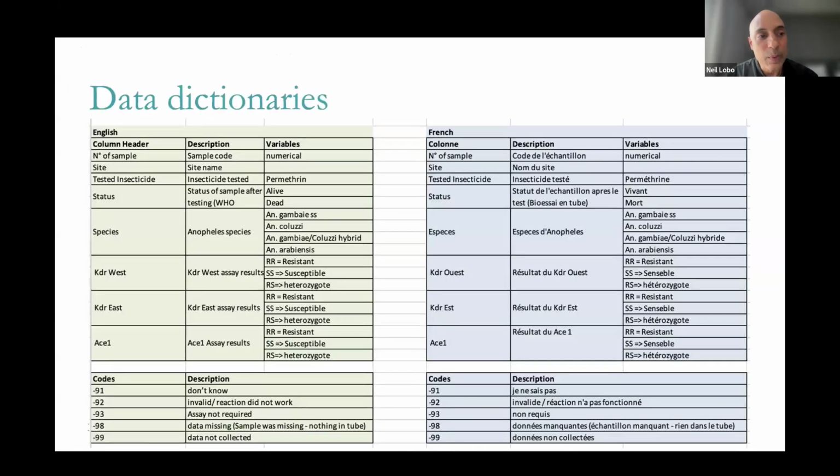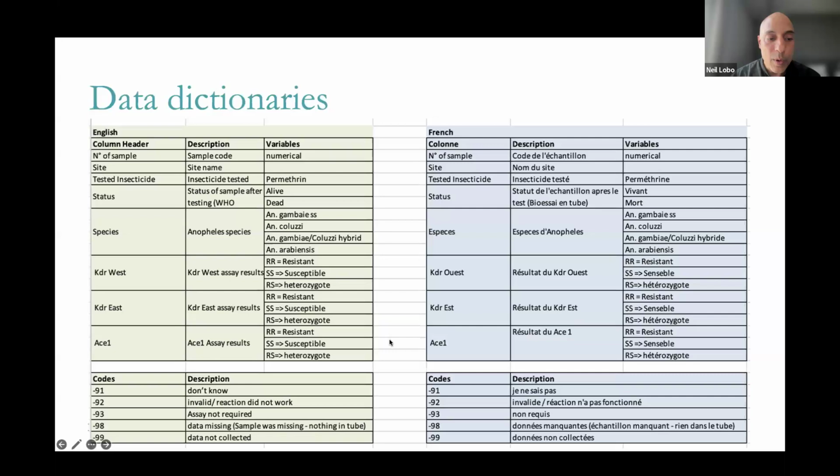Another thing to do is language. So for data dictionaries, on the left, you can see it's in English, and on the right, it's in French. It's really easy to replicate this, so you can understand this across different countries, different languages. This data set was collected in Mali. And because Mali is a French-speaking country, we had all the data in French. But since I speak English and do not speak French very well, we had to have this in English so that we could share the data with non-French speaking people.